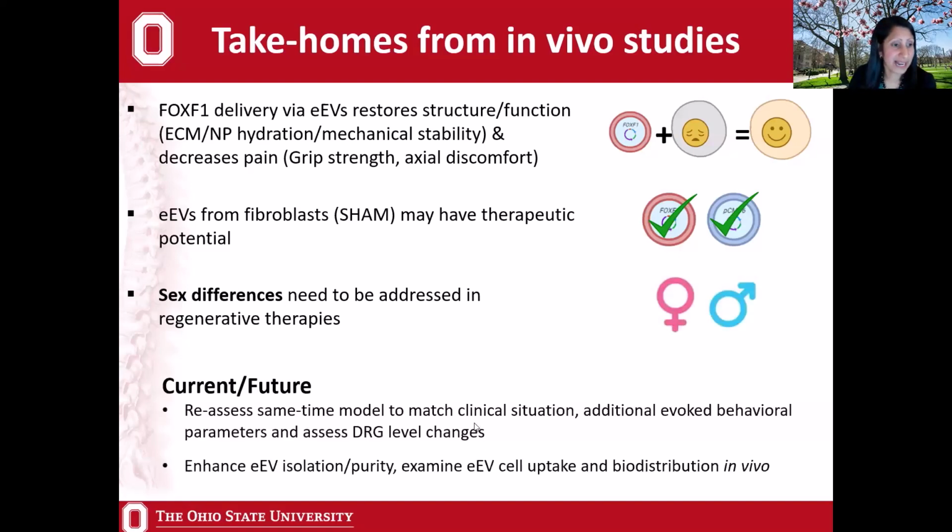And what we're doing right now is looking at the injury model that we use. We're basically doing the treatment at the same time as injury, right? So that's more preventative, but we really want to mimic the clinical situation. So we're currently developing a model in which we can intervene and it's more clinically relevant. And we're also hoping to isolate the DRGs from these mice, so in addition to the pain behaviors, we can assess what's going on at the neuronal level as well. And then in terms of EVs, we're doing a lot of characterization, improving purity, looking at cell uptake, and then biodistribution as well.